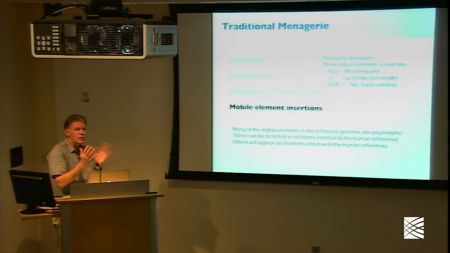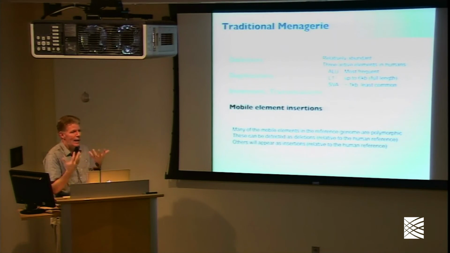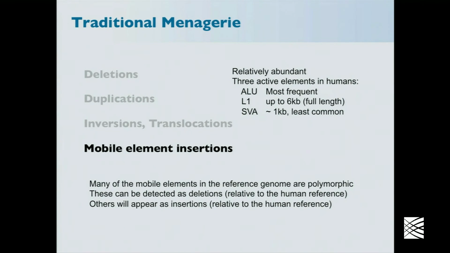So our perception of them and the way you measure them is polarized when we use the human reference. I think I mentioned this before. Alus are the most frequent in terms of what's an active element in humans, and then L1s, and then SVAs are a little bit less common.